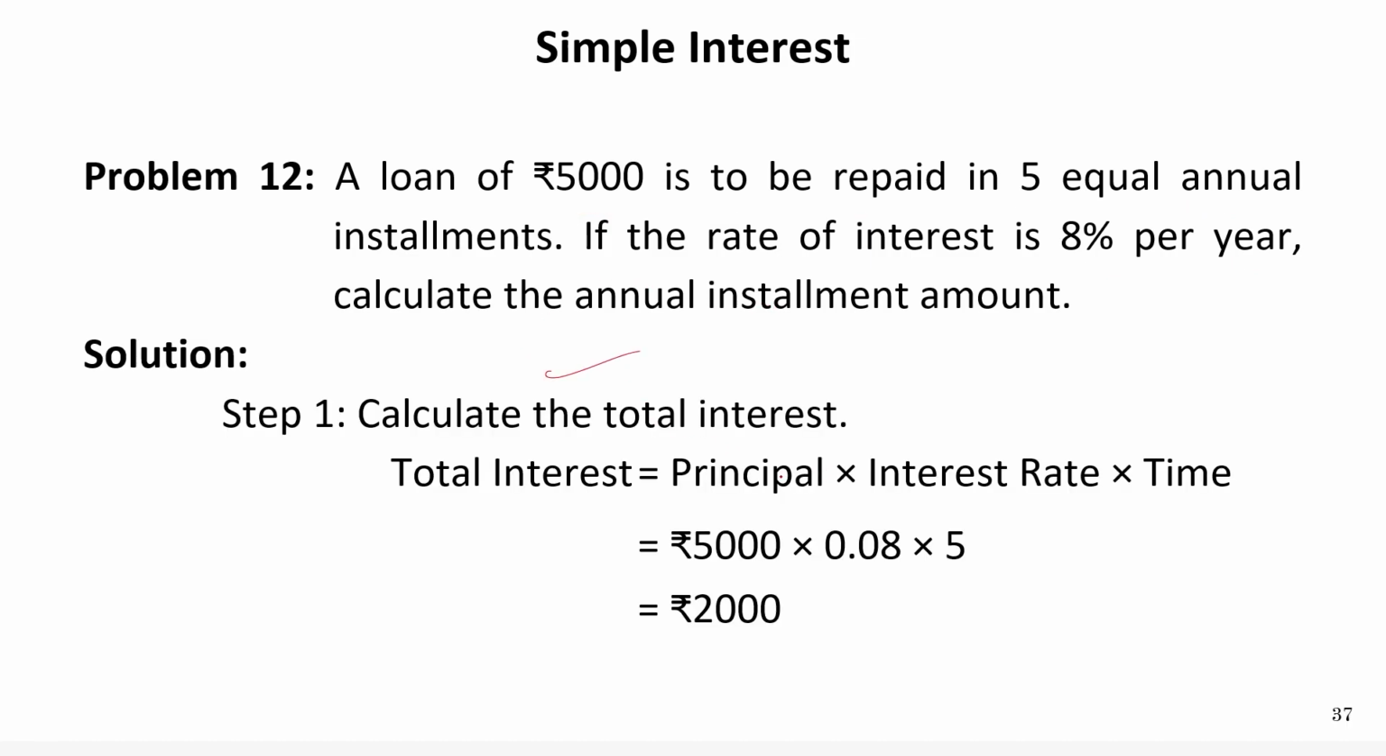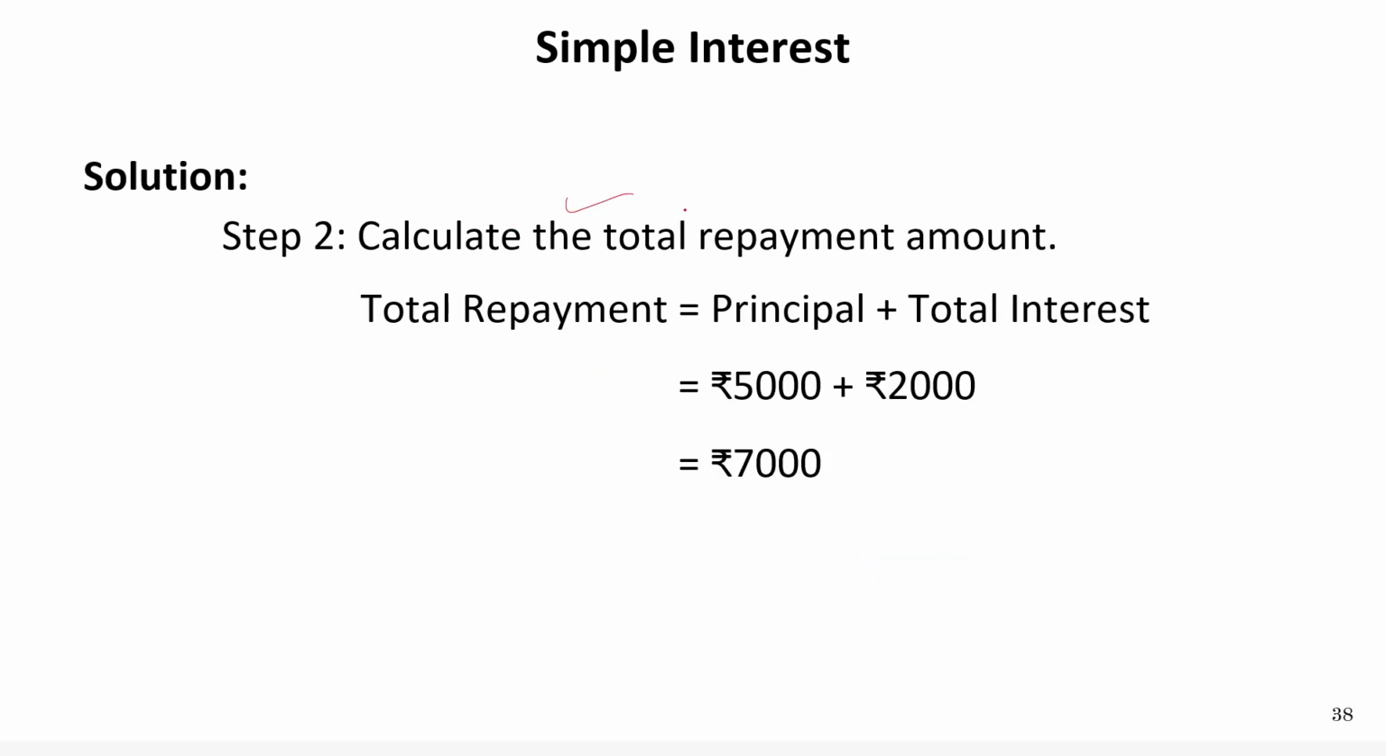So calculating the total interest is equal to what? Principal into interest rate into time. Here the interest rate is in decimal form, that's why we didn't divide it by 100. So 5000 into 5 is equal to 25,000. Whole into 0.08 is equal to what? 2000. Okay, so calculating the total repayment amount is equal to principal plus total interest. So 5000 plus 2000 is equal to 7000.